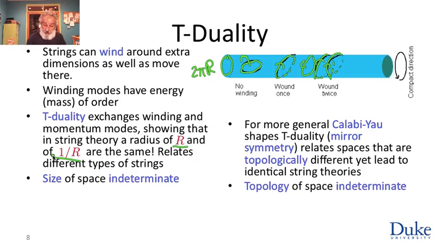Now, there's an extension of this kind of T-duality to the more general, not just circle, Calabi-Yau shapes. It's called mirror symmetry, and this turns out to relate Calabi-Yau spaces that are topologically distinct, in the sense that you can't switch one into the other by stretching and pulling. You'd have to break it. These are as different as spaces can be, and yet string theory on one of them is identical after you relabel things to string theory on the other one.